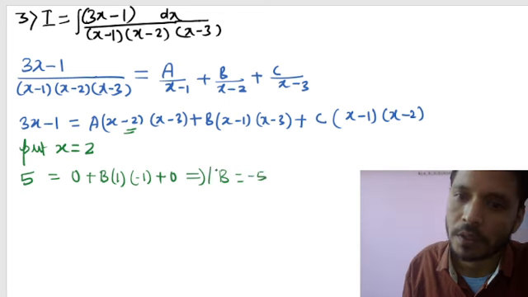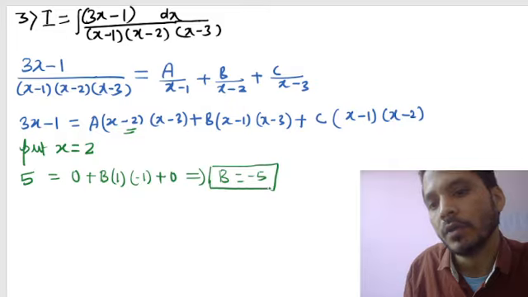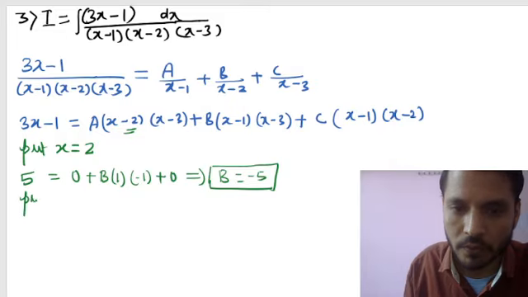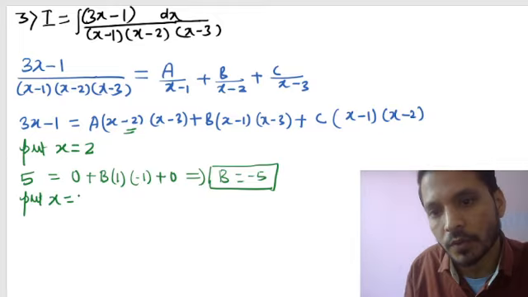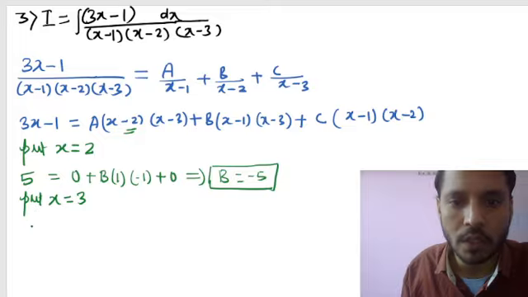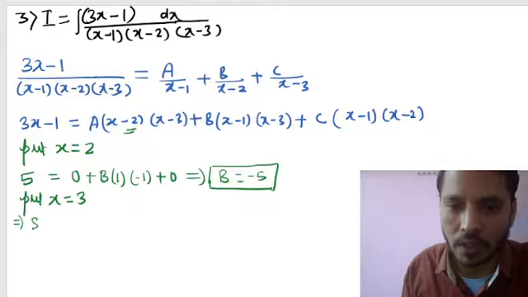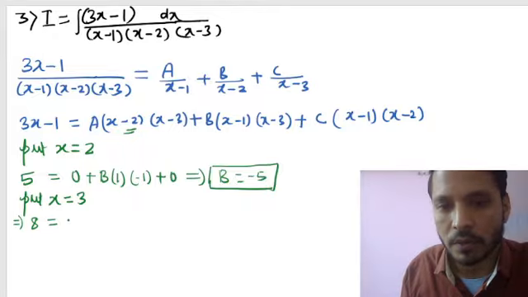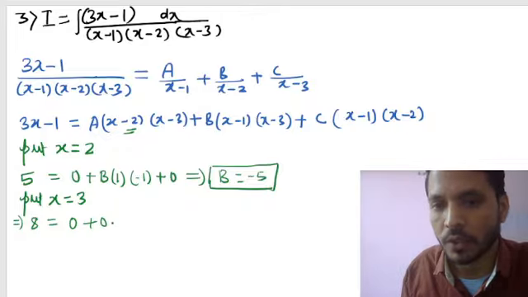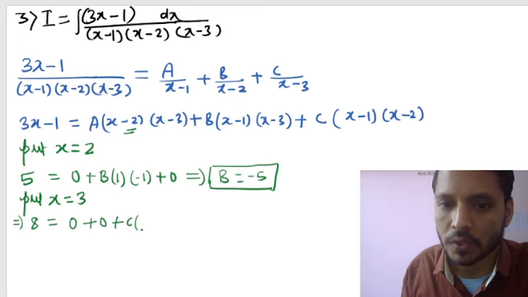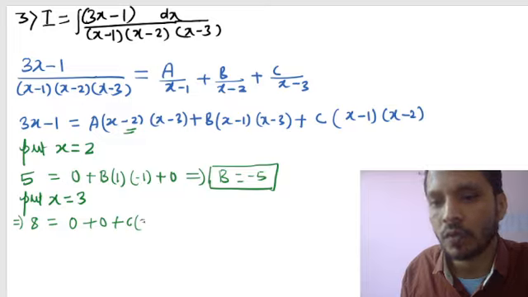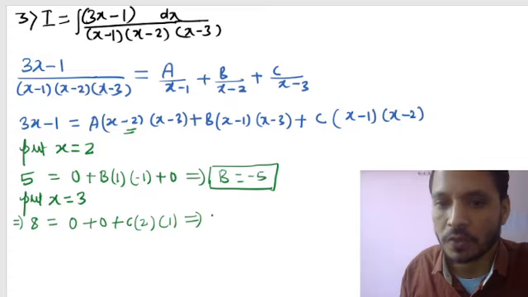Alright, now we are going to substitute this time x is equal to, let us suppose, 3. If you put 3 here, this equation will become what? 3 into 3, 9 minus 1, this is 8, and here a will become 0 and b will become 0. Now we have only c, so c into what? So c into 3 minus 1, 2, and 3 minus 2, 1, right? That means from here c is equal to 8 by 2, that means this is equal to 4.